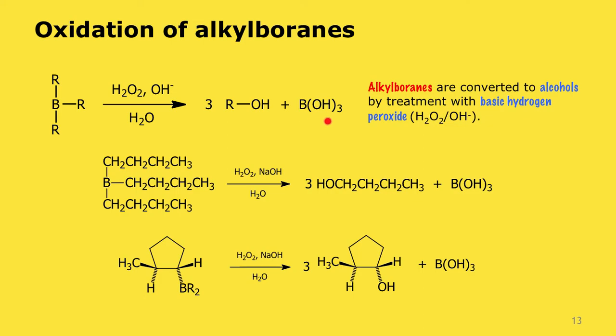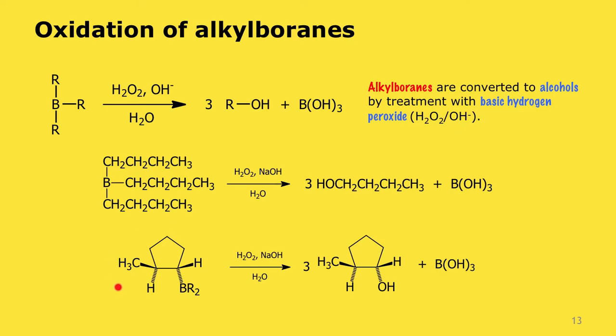What happens to the boron? It ends up in the form of this boric acid compound. And so here below, we see some previously synthesized trialkyl boranes. This one has three butyl groups, treated with hydrogen peroxide and base in water. And we end up forming these three 1-butanol molecules and the boric acid over here.